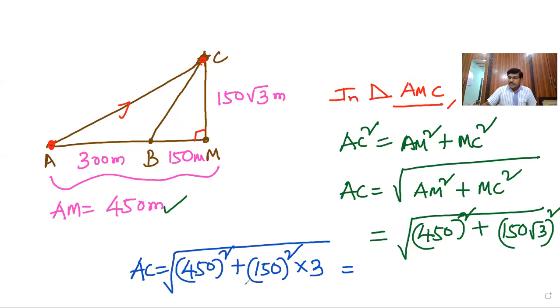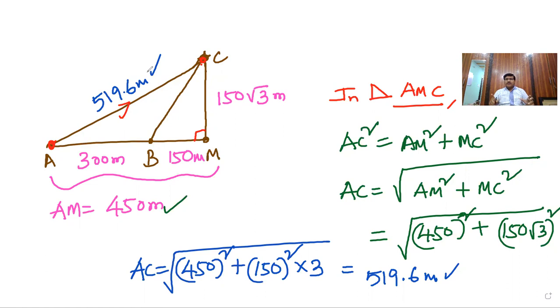Now I calculate using the calculator: 450 square plus 150 square into 3. It becomes 519.6 meters. This is the displacement. Direction is from A to C. Magnitude is 519.6 meters. Is it clear?